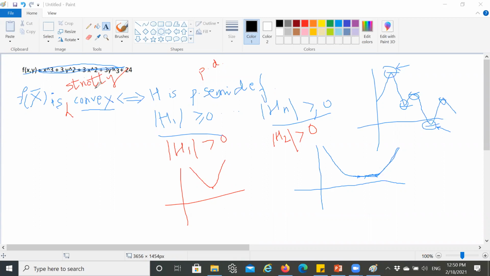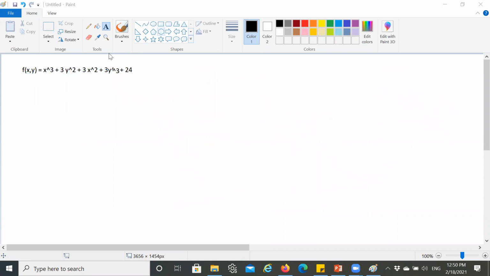Is it clear the difference between strictly and non-strictly? Yes, yes. Okay, so similarly, you have the definition for concave. Can anyone tell me what would be the definition for concave? How can we define this for concave?